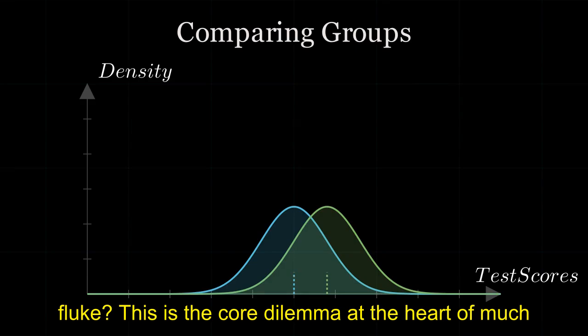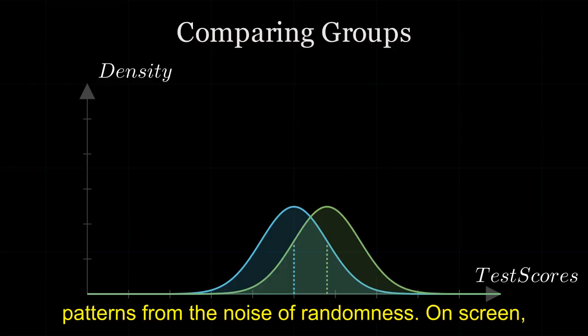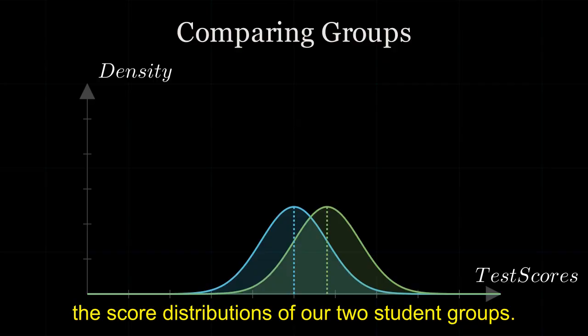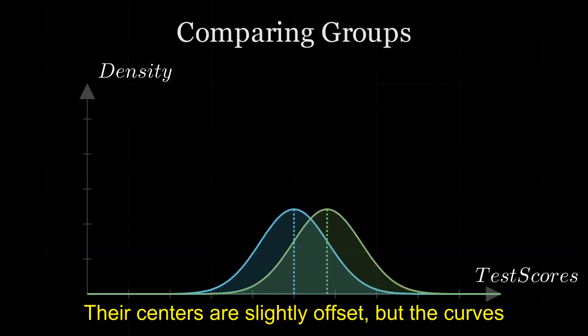This is the core dilemma at the heart of much of statistical inference, distinguishing real patterns from the noise of randomness. On screen, visualize two overlapping bell curves, representing the score distributions of our two student groups. Their centers are slightly offset, but the curves overlap considerably.